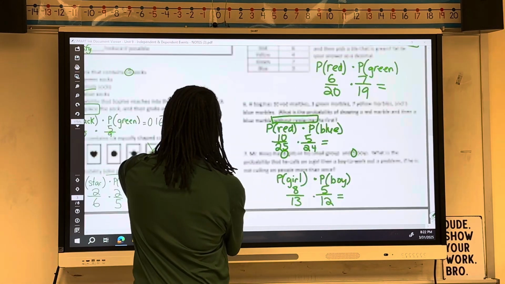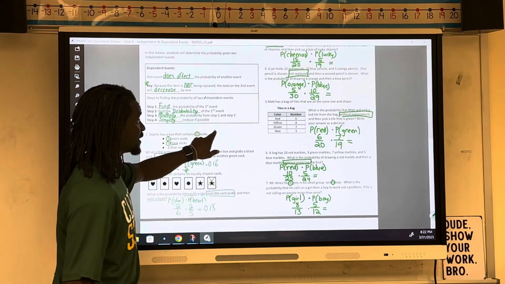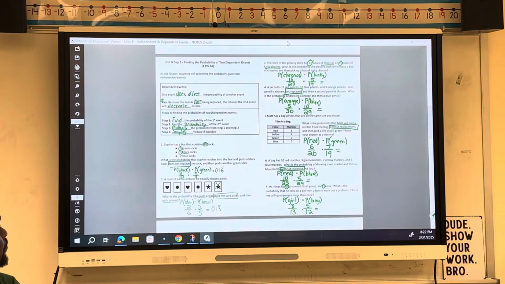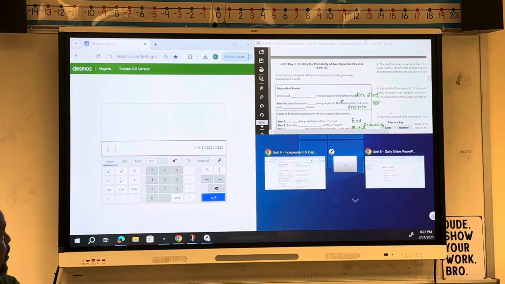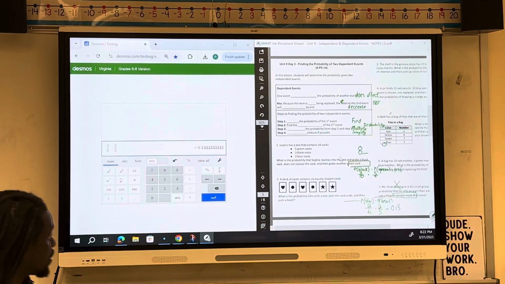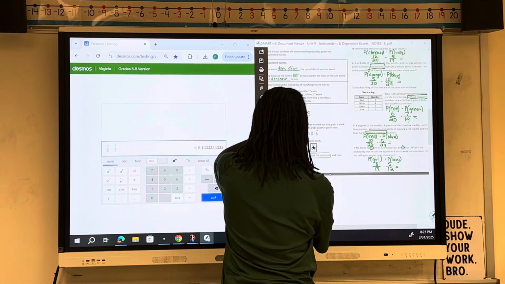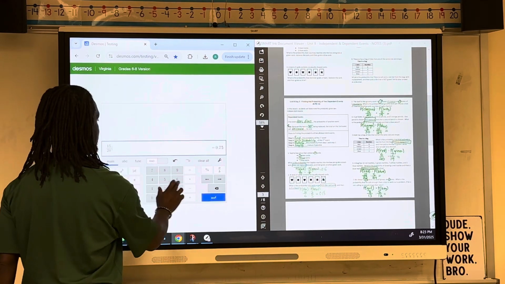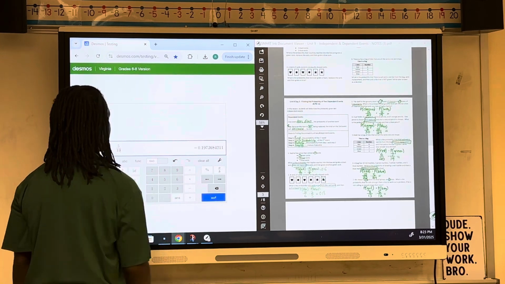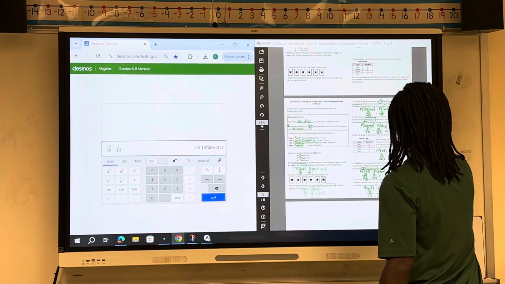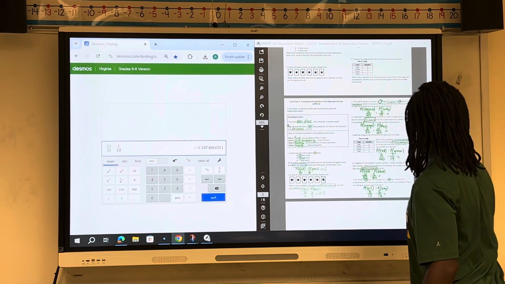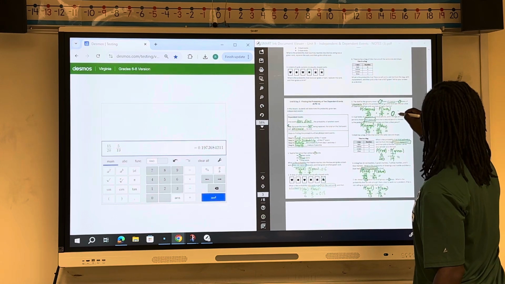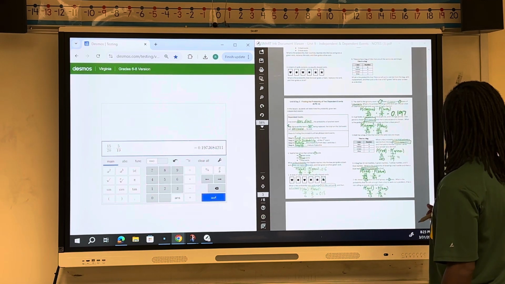All right, and so then, because I said I'd give you the exact answers, you have the decimal. So we got 15 over 20 times 5 over 19. And that gives me 0.197. Okay, and I'll stop there.